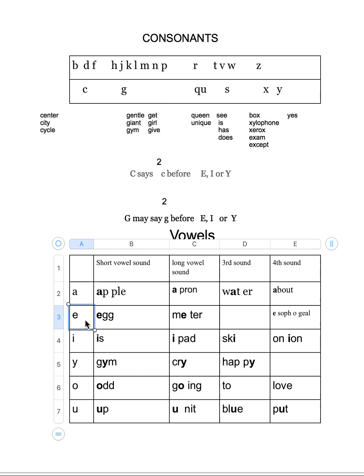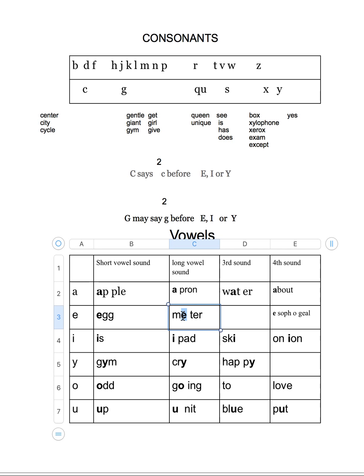Now let's look at the letter E. The letter E has only two vowel sounds. Egg. That's the short vowel sound, as in egg. The long vowel sound for the letter E is E, as in meter. E says E at the end of a syllable. That's a spelling rule.